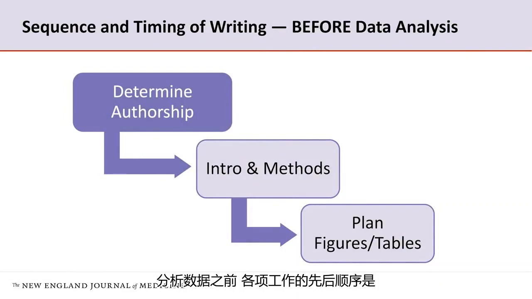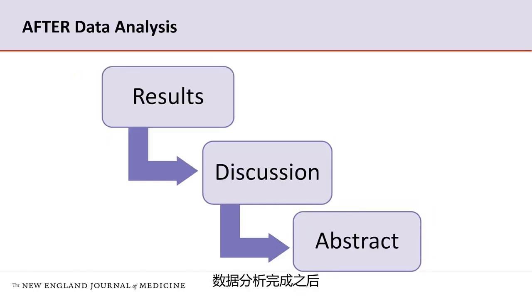Once you have the results of the study and the analysis, you will generate the results section and actually create those tables and figures, then finish writing and obtain input from colleagues. The sequence and timing before data analysis are to determine authorship, outline your introduction and methods, and consider what you need to do to include different data as figures and tables. After data analysis, you need to finish writing the results section, compile and put together your discussion, and finally, at the end, write an abstract.